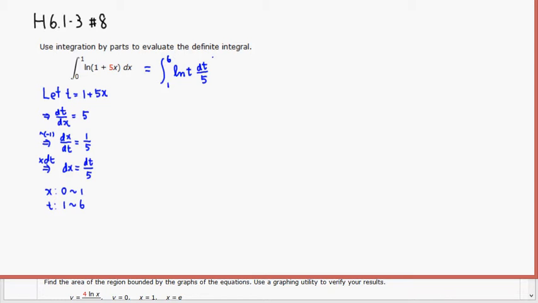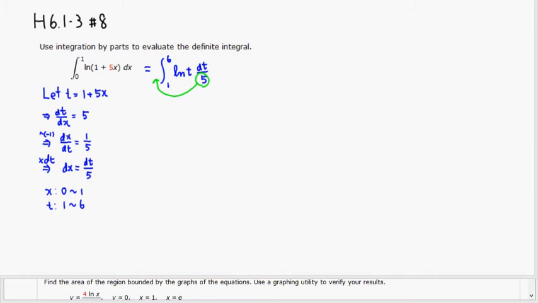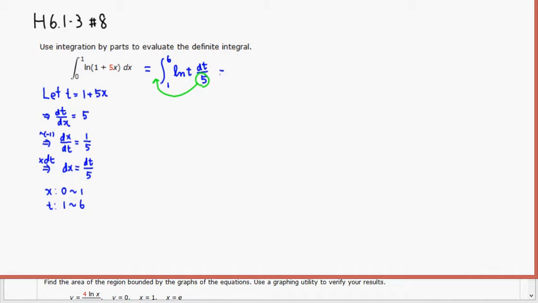Since 1 over 5 is just a constant, I'll put it right in front. So we get 1 over 5 times the integral from 1 to 6 of natural log of t dt.